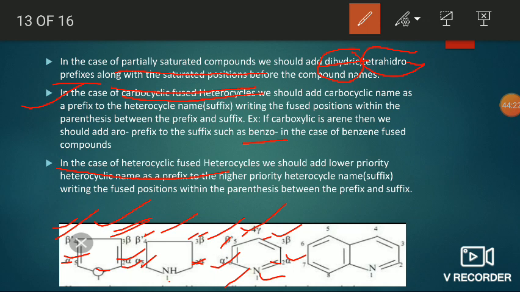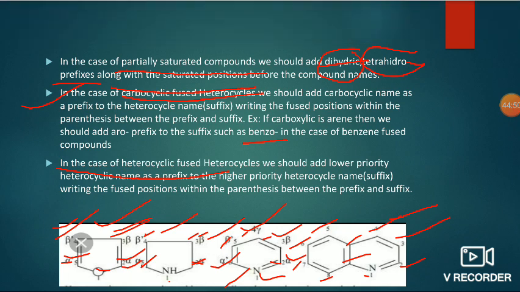In the case of the next compound, it is quinoline. Here the nitrogen gets first priority, then second, third, fourth, fifth, sixth, seventh, eighth. These two positions indicate fused positions. We don't give numbers to the fused positions. Okay, this is all about the nomenclature of heterocyclic compounds.